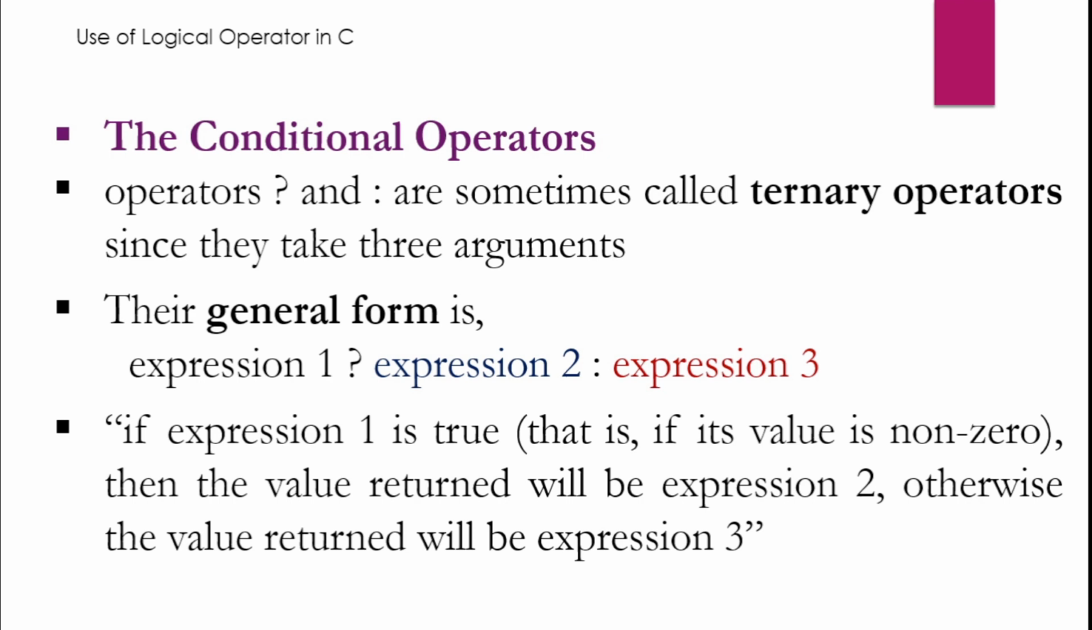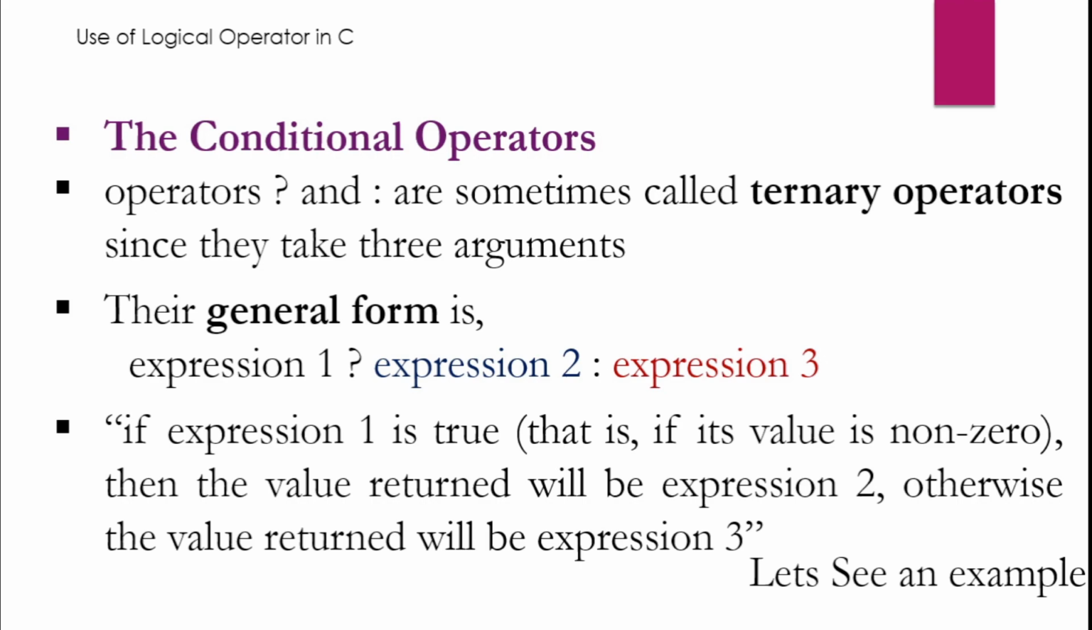The conditional operators. The question mark and colon are called ternary operators. They take three arguments. Their general form is expression 1, question mark, expression 2, colon, expression 3. So if expression 1 is true, that is, if its value is non-zero, then the value returned will be expression 2. Otherwise, if expression 1 is false, the value returned will be expression 3.